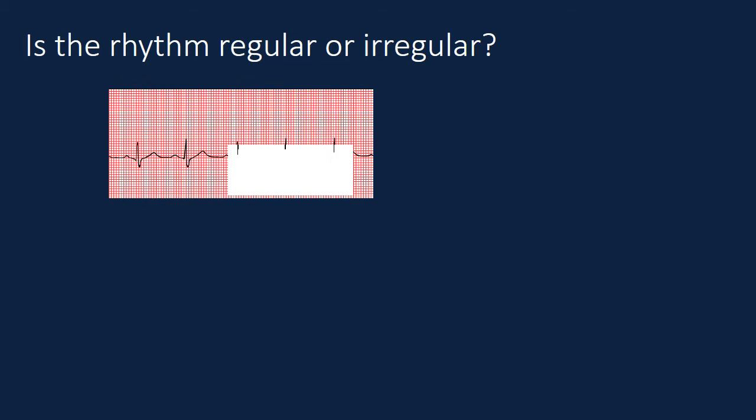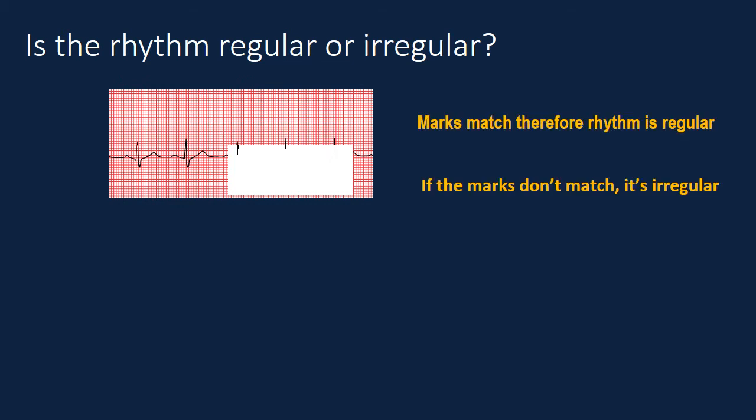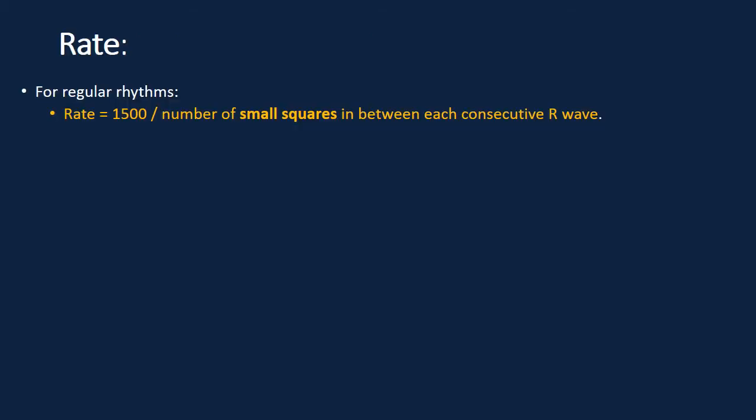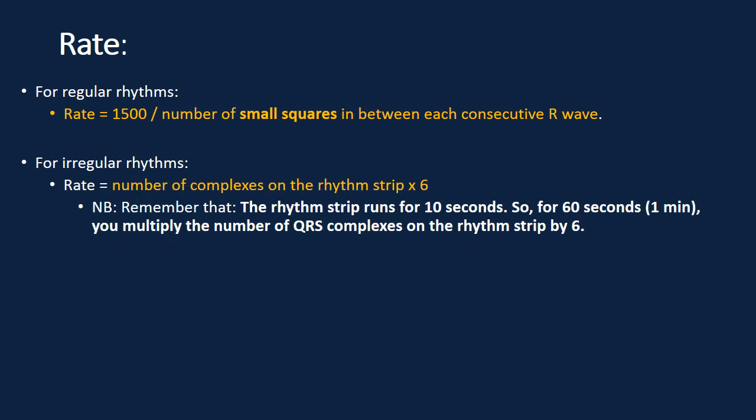We'll do a quick exercise of this soon. So yeah. And rate. To calculate rate, this is a formula you use. 1500 divided by the number of small squares between two R waves. And that's only if it's regular. If it's irregular, you do the number of complexes on the rhythm strip times 6.